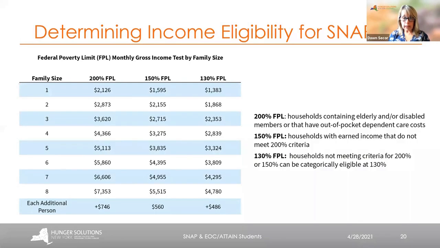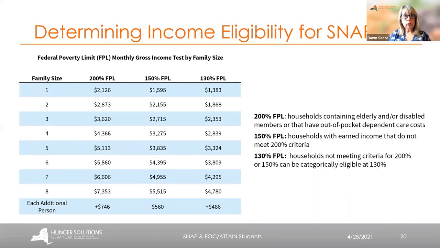So for a household of 3, if they have an elderly or disabled member, someone 60 or older, or have childcare costs, they can use a higher income. They can use 200% of poverty and come in at $3,620, which is quite a bit higher than our 130% of poverty. This is the gross income test, and they can't even go a penny over.